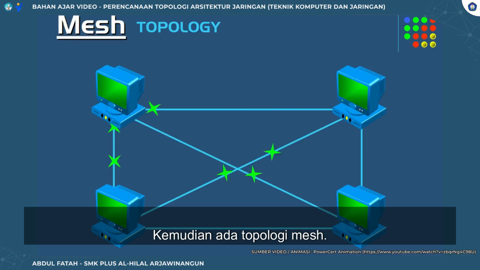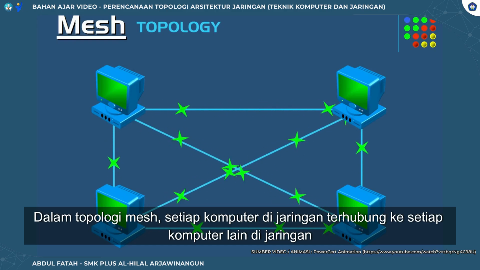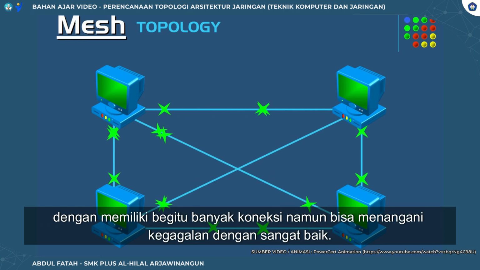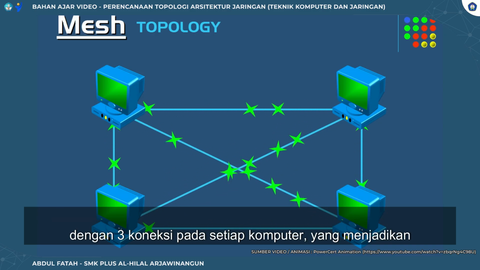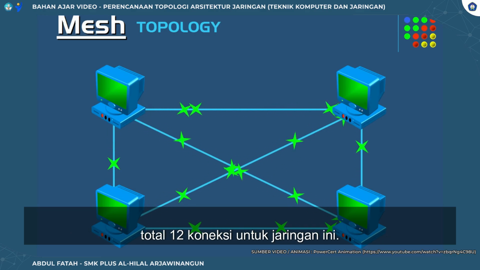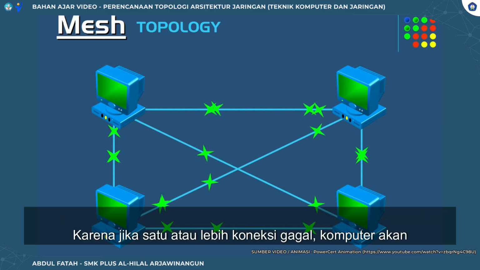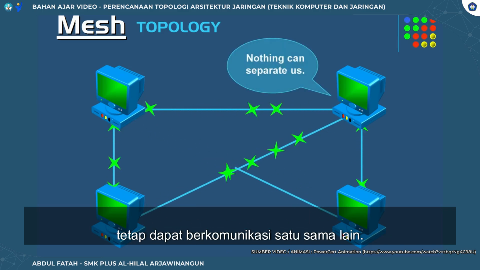And there is also the mesh topology. Now, in a mesh topology, each computer on the network is connected to every other computer on the network. So by having so many connections, it handles failure very well. In this illustration, there are 4 computers with 3 connections on each computer, which makes a total of 12 connections for this network. Now, the advantage of a mesh topology is that it creates a high redundancy level, because if one or more connections fail, the computers would still be able to communicate with each other.